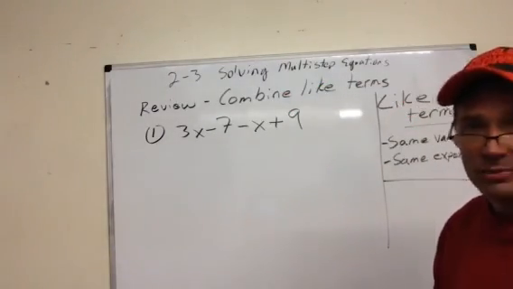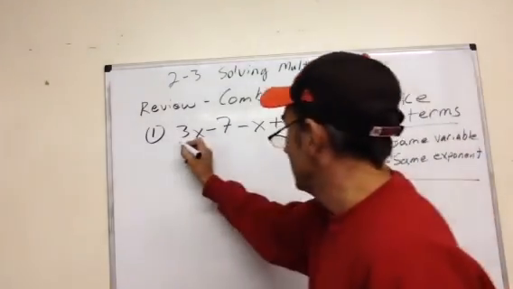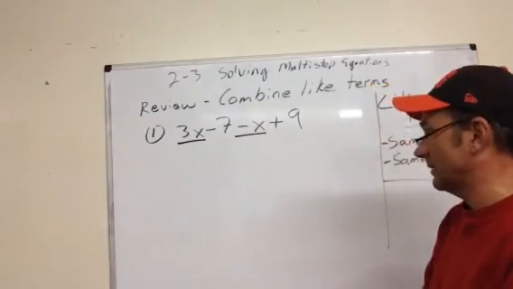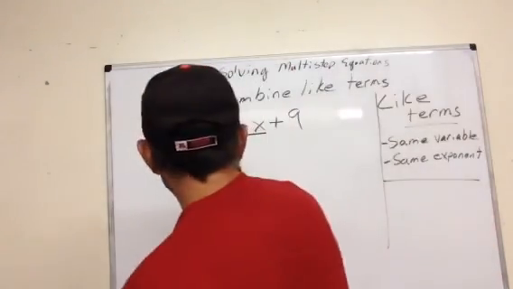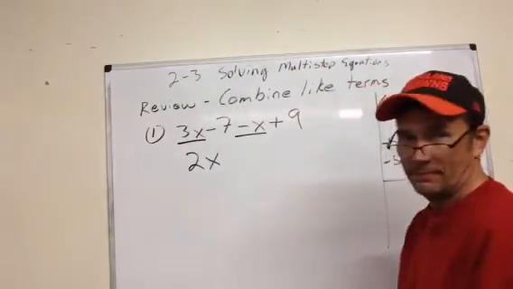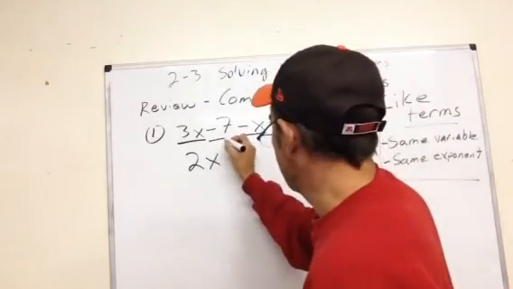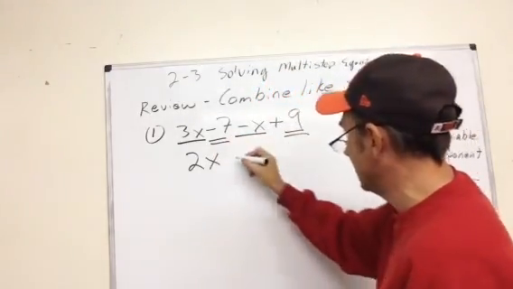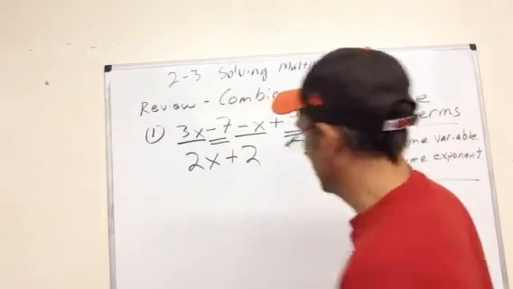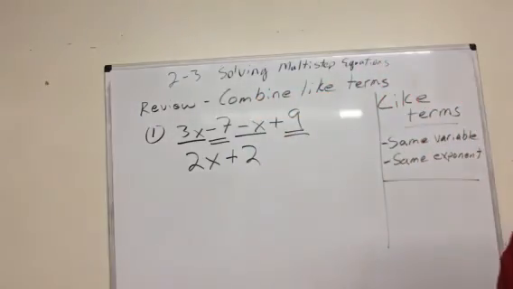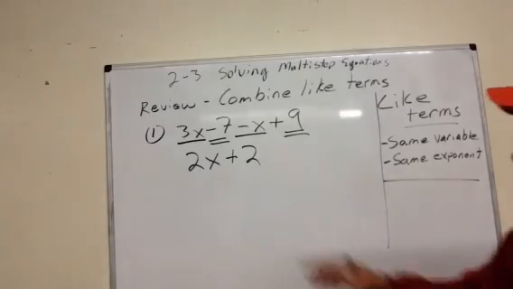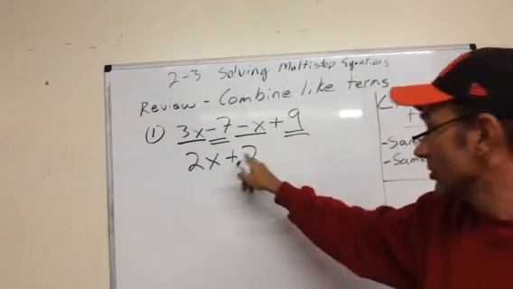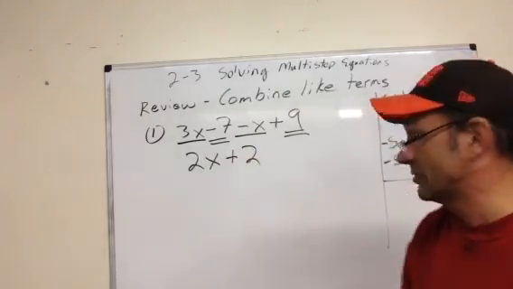Combine your like terms. We have these x's, 3x minus an x. We can combine these to make 2x. Then we can combine the negative 7 and positive 9. Negative 7 plus 9 is 2. That is as far as we can go with that. We cannot combine this anymore because, again, this does not have a variable. So therefore, we cannot combine this 2 and that 2.